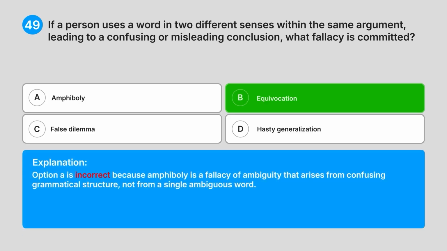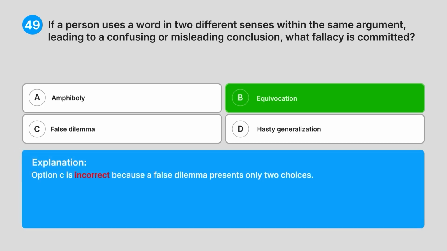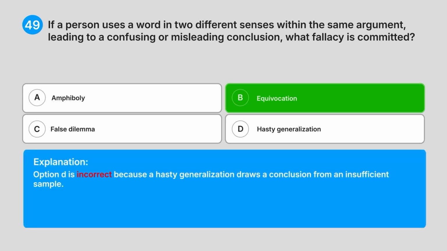Option A is incorrect because amphiboly is a fallacy of ambiguity that arises from confusing grammatical structure, not from a single ambiguous word. Option C is incorrect because a false dilemma presents only two choices. Option D is incorrect because a hasty generalization draws a conclusion from an insufficient sample.